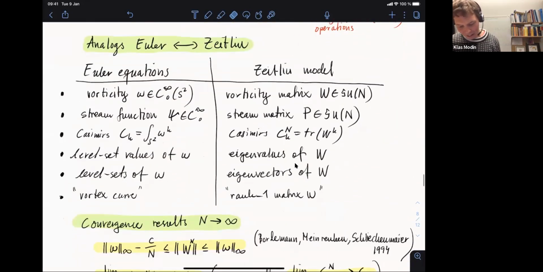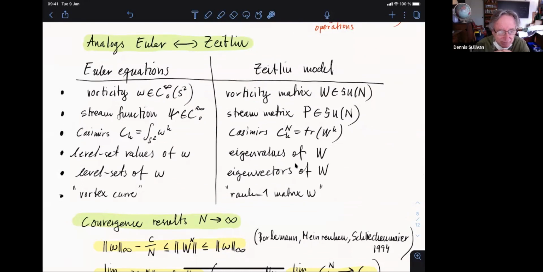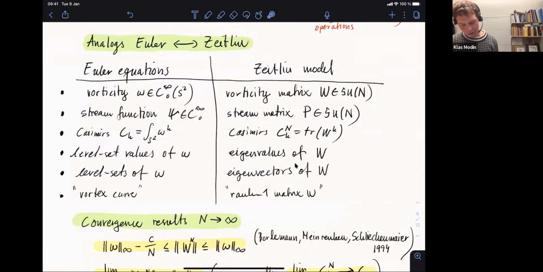So now let's summarize the analogs that we have. I apologize, I'm already 15 minutes late, but I'll do what I can to speed up. So we have these analogs between Euler and Zeitlin. Let's summarize them. So vorticity function, we already know that corresponds to vorticity matrices. Stream function corresponds to again a matrix, right?